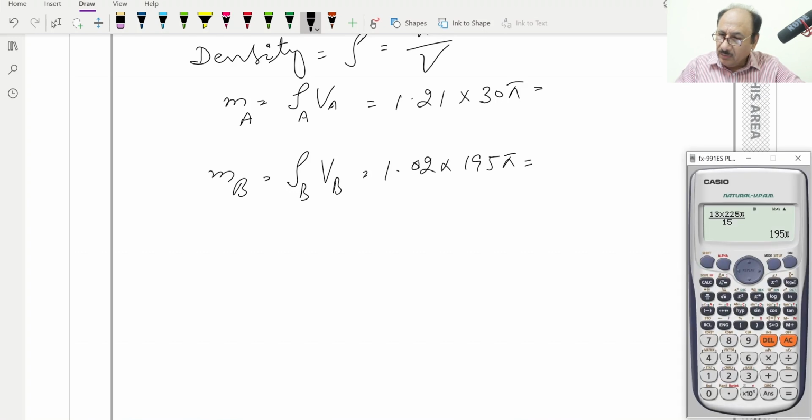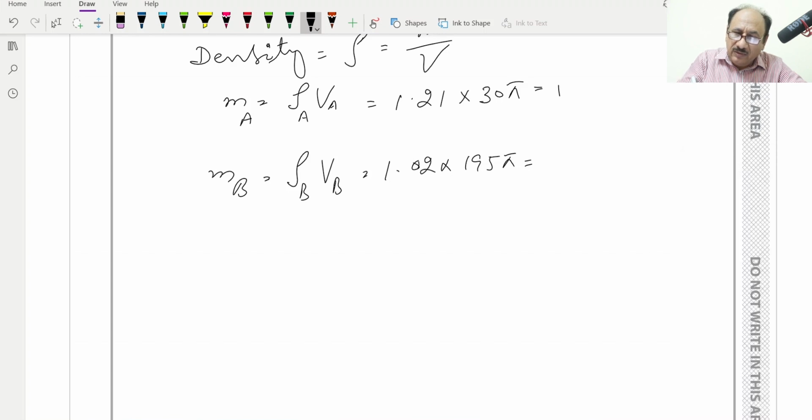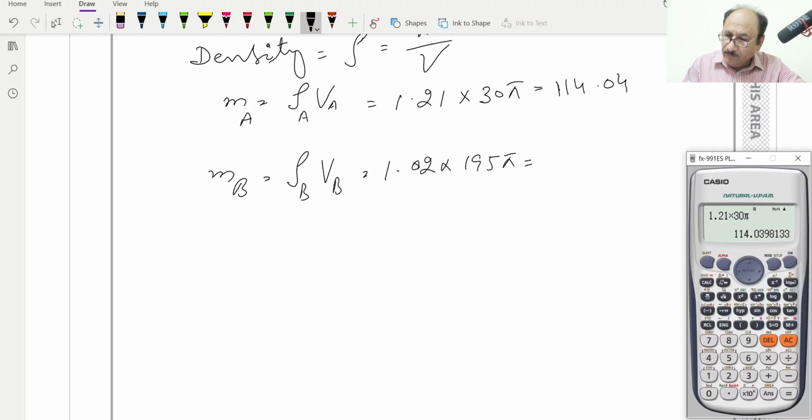So 1.21 will be multiplied by 30, and this is pi, and this will be equal to 114.04. So we can write 114.04 rounded to two decimal places, and then we can calculate the other one. 1.02 into 195 and pi will be equal to 624.86.